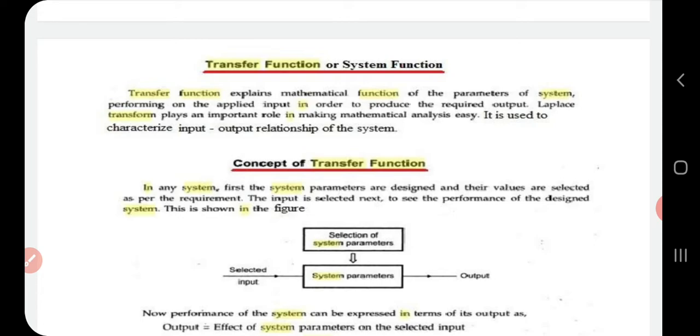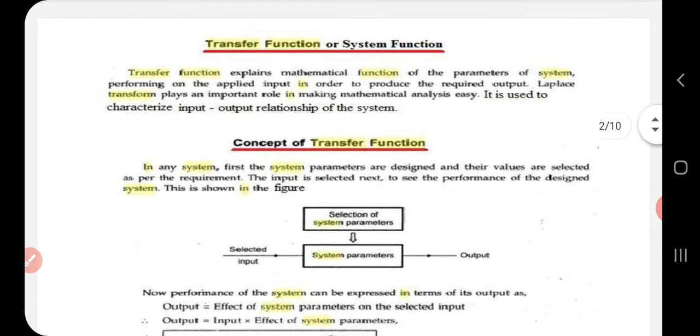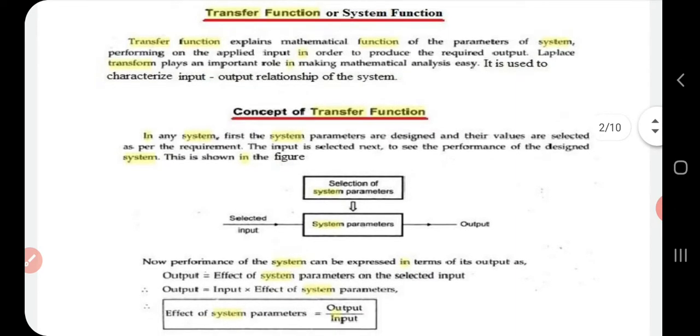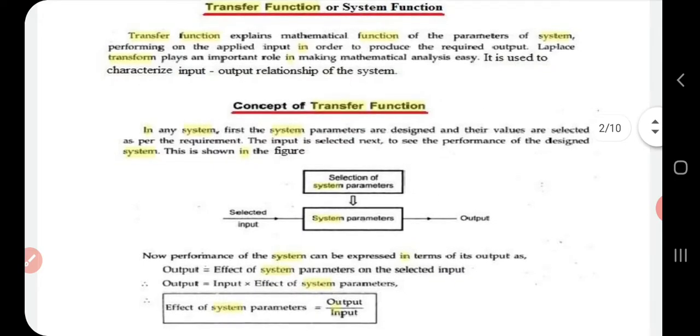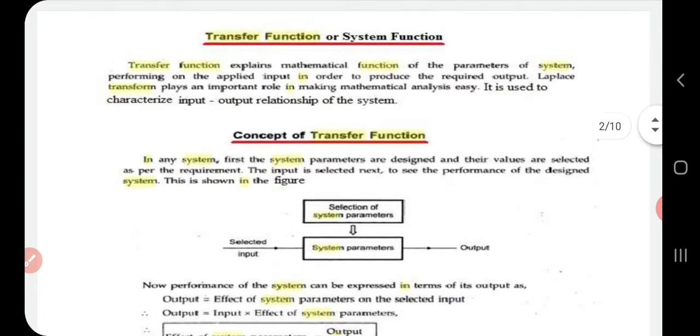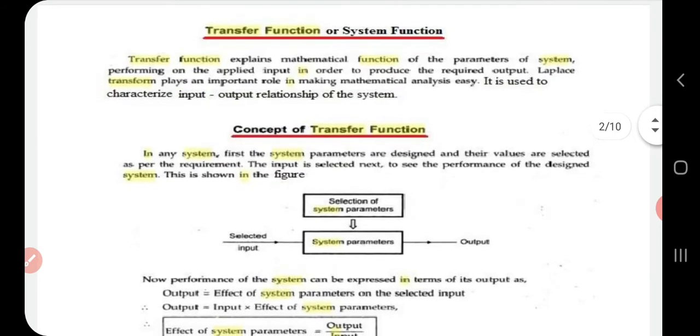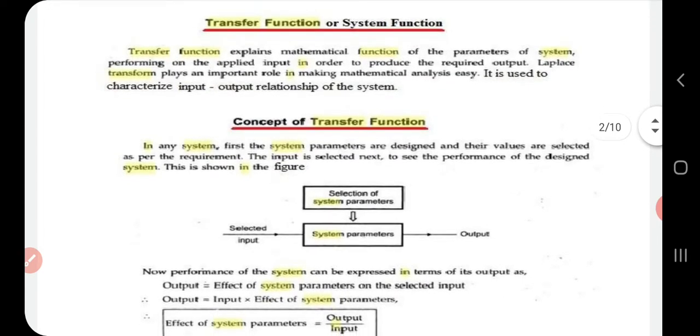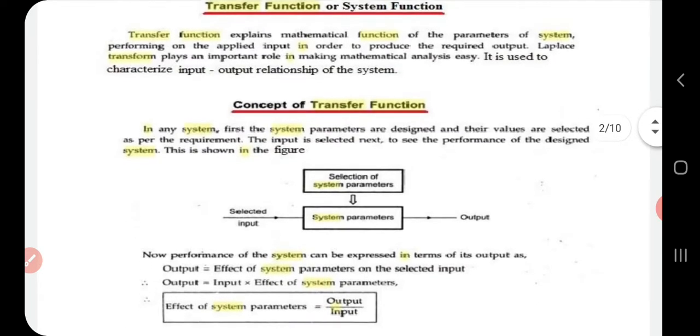Transfer function explains the mathematical function of the parameters of the system performing on the applied input in order to produce the required output. So it is just a mathematical function, and it helps us decide what all processes we have to do on the input in order to get a particular output. Laplace transform plays an important role in making mathematical analysis easy. It is used to characterize the input-output relationship of the system. That is, in just one word, a transfer function or system function characterizes the input-output relationship of the system.